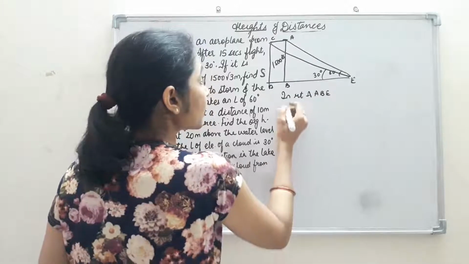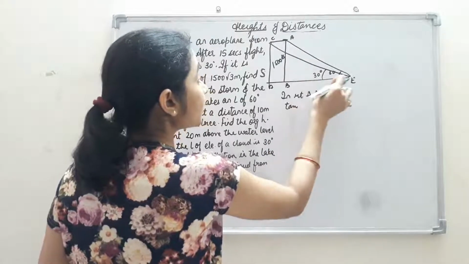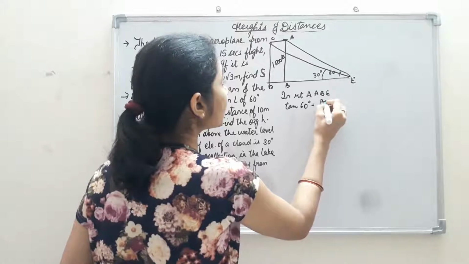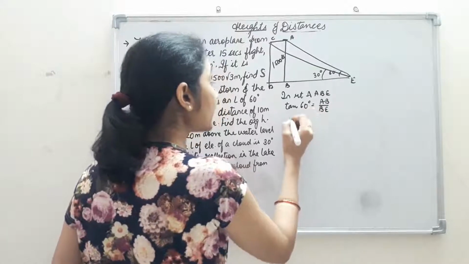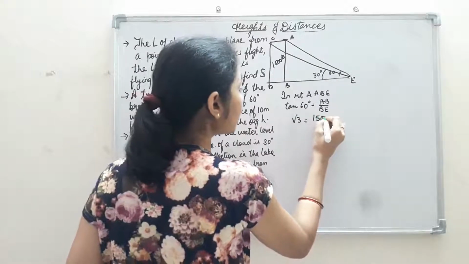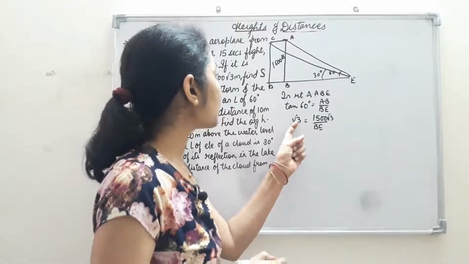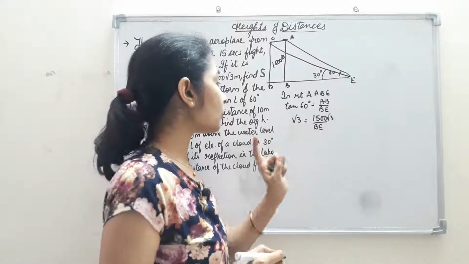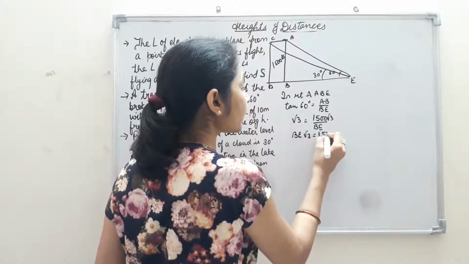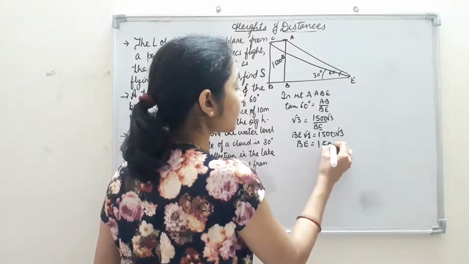ABE, again tan theta, because height and distance is concerned. In ABE, what is the angle that we are having? 60 degrees. So tan 60 degree is equal to AB upon BE. Tan 60 degree is root 3, so root 3 is equal to AB, that is 1500 root 3 upon BE. Cross multiplying, BE root 3 is equal to 1500 root 3, so root 3 and root 3 cancel, and I have got BE is equal to 1500 meters.